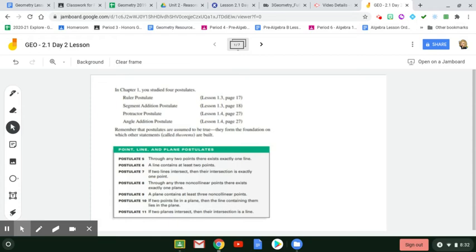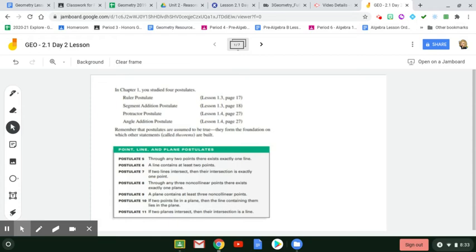But remember, postulates are assumed to be true, and they form the foundation on which other statements called theorems are built. And that's what we're going to be looking for in the future. So we have to make all these little assumptions in geometry, and we are assuming that they are true so that we can build that solid foundation to get where we want to be.